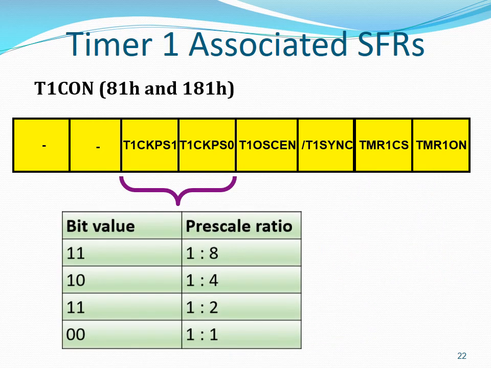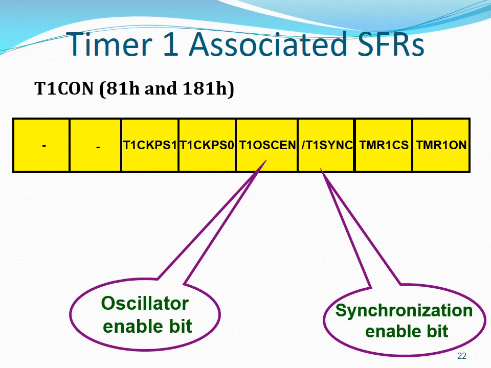The prescale ratio is defined as shown in the table. For instance, if the prescale bits are set to 10, the prescale ratio is 1 to 4. T1SYNC is the bit that is used to enable synchronization. T1OSCEN is the bit that is used to enable or disable the oscillator.